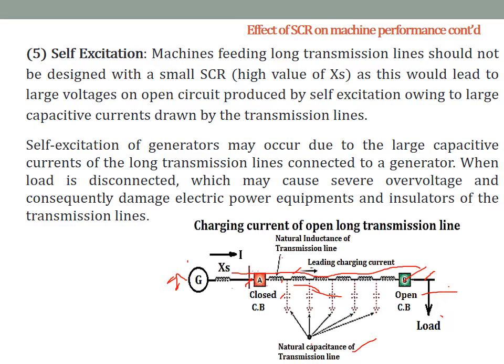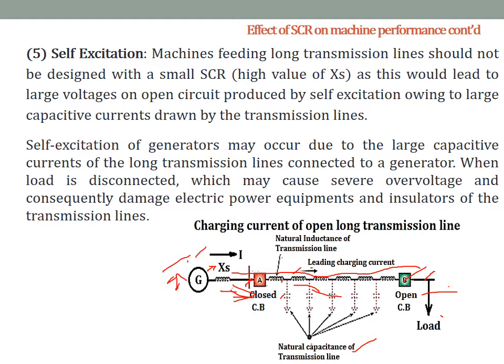Now these are leading currents, and the leading currents are dominating. When leading current flows into the generator, the terminal voltage becomes much higher. Already you have set the excitation current, and now the inductive drops are not there. Because of the high excitation current, the output voltage of the generator will be very large.